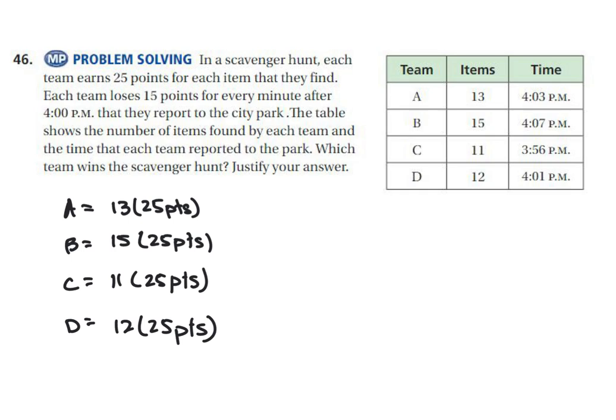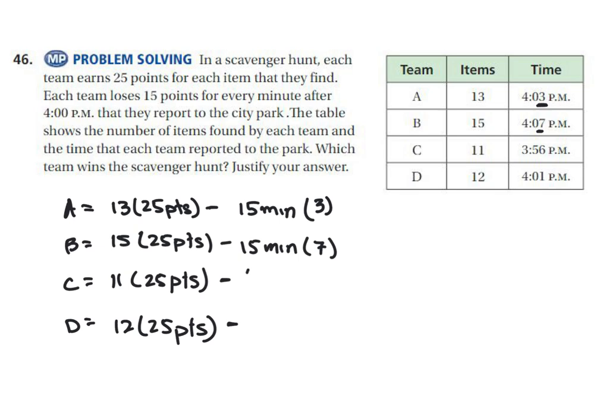Next, it says each team loses, so that means we're going to have to take away. They lose 15 points for every minute after 4 o'clock that they report. So they lose 15 times every minute they are late. Team A looks like they were 3 minutes late. Team B was 7 minutes late.